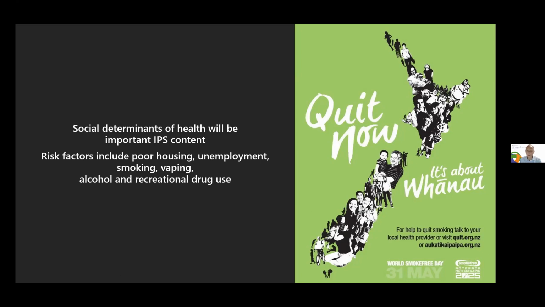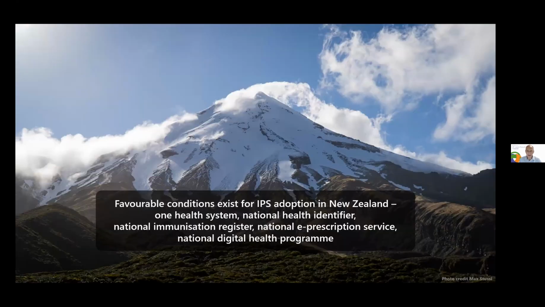Next slide, please. In New Zealand, we have several things in our favour in terms of implementing the IPS. We have a National Health Index number. We have a National Immunisation Register, and we have some other national systems. So our data is centralised already to a large degree, and our Health Act, Health Information Privacy Code, and Health Information Retention Regulations are all seen as enabling rather than constraining.